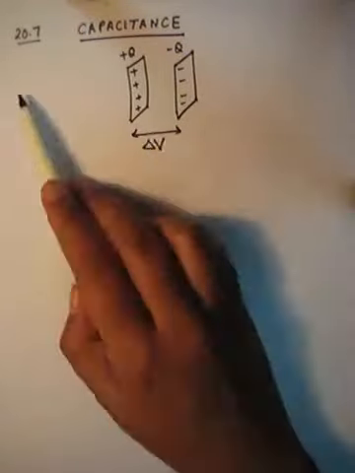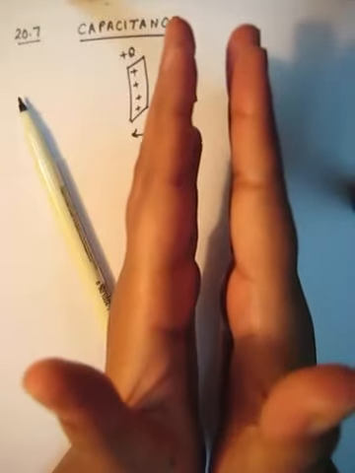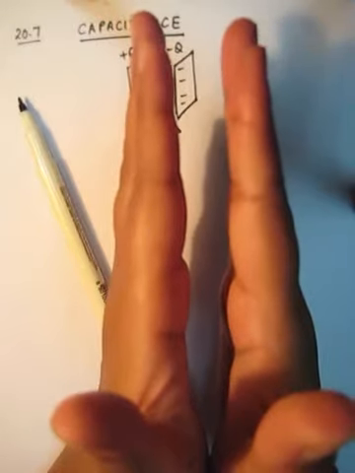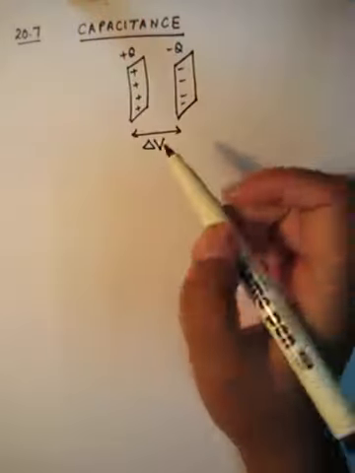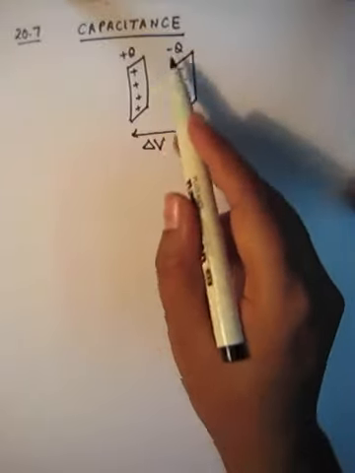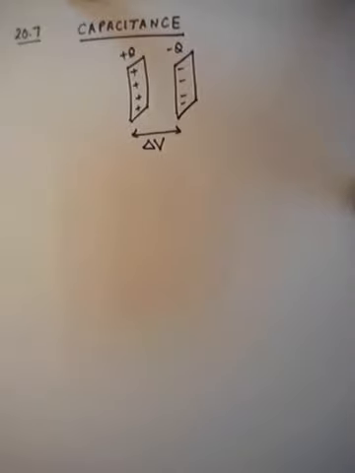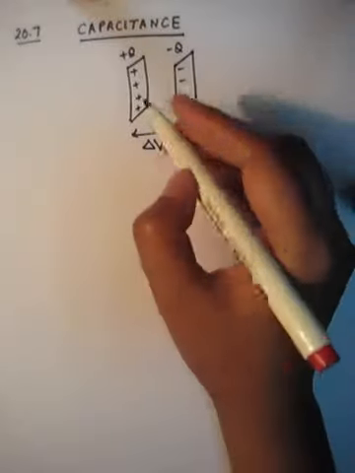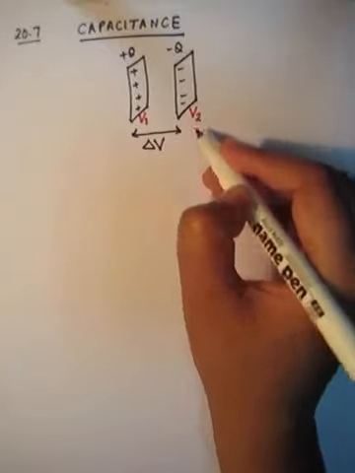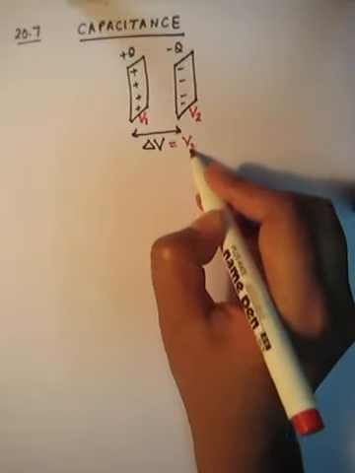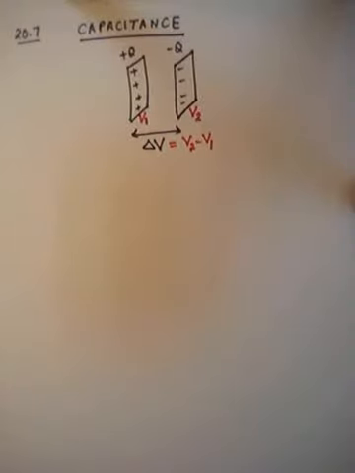So it just means that if you have two plates kept parallel to each other, and one plate is positively charged and the other is negatively charged, it makes a capacitor. Now this charge depends on the potential. What is the meaning of delta V? Suppose this plate is at potential V1 and this plate is at potential V2, so delta V will mean V2 minus V1.